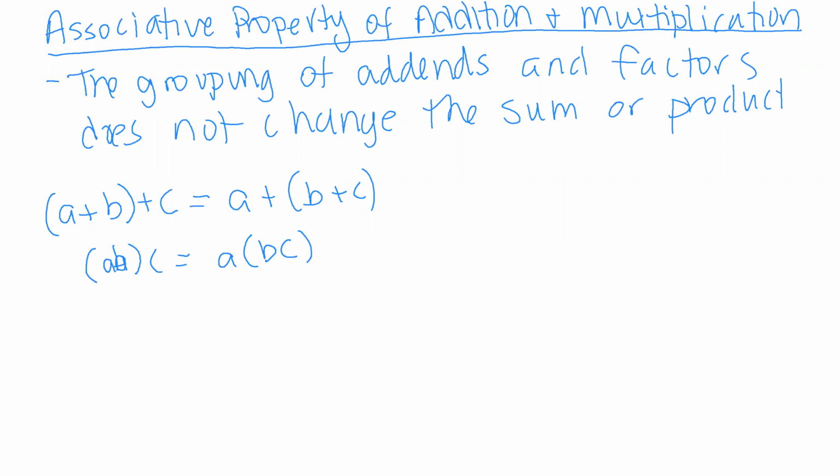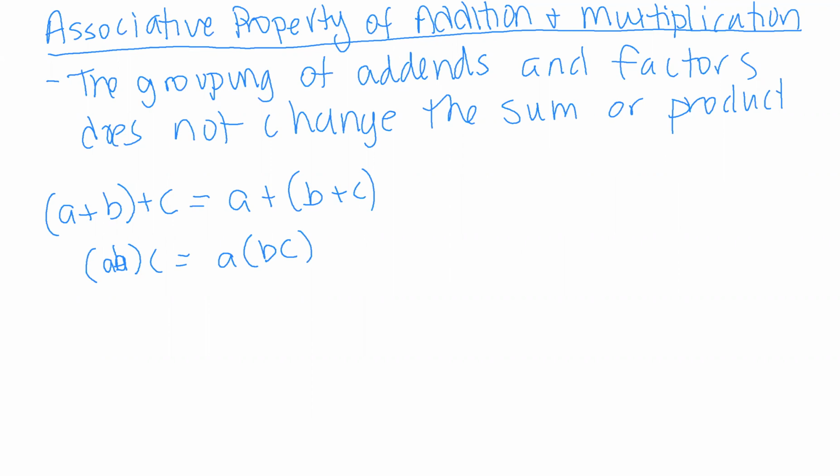And the deal with grouping is that whatever is in the parentheses, you always deal with it first. So in this example, on the left side, I would either add or multiply the A and the B first, then I would add or multiply the C. Whereas on the right, I would add or multiply the B and the C first, and then at the end, I would go back and add or multiply the A.